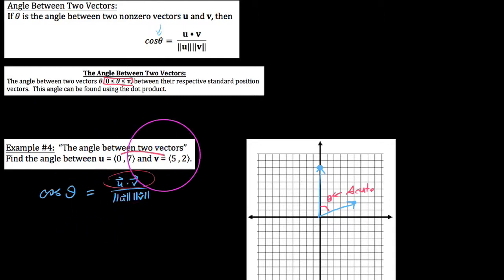Now we say 0 times 5 here, multiplying the x components. We say u dot v would be 0 plus, and 7 times 2 is 14. So we'd say 14 on top is what we get there.